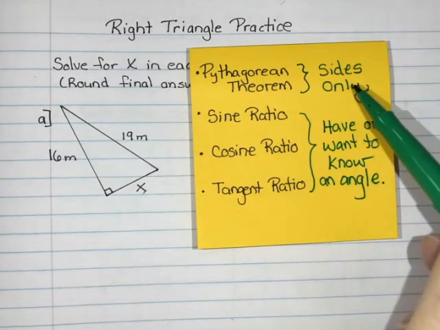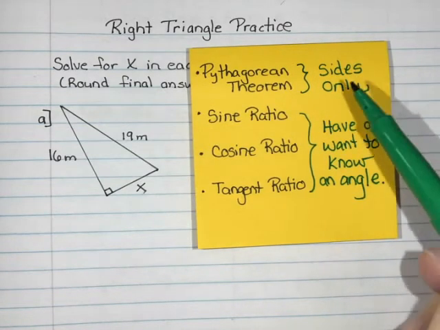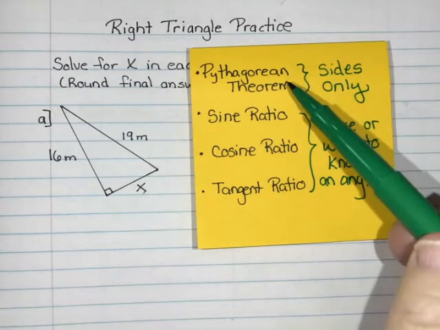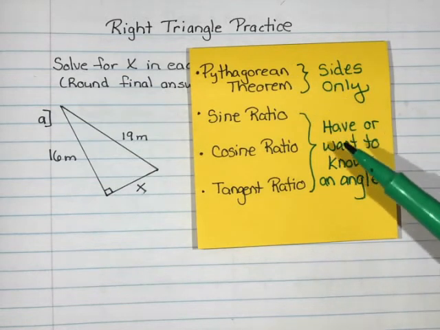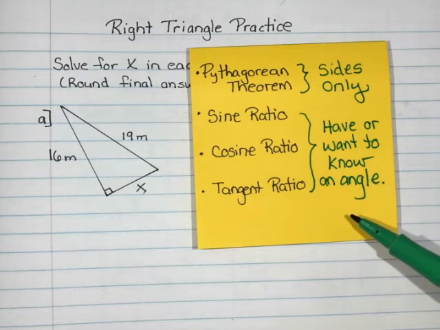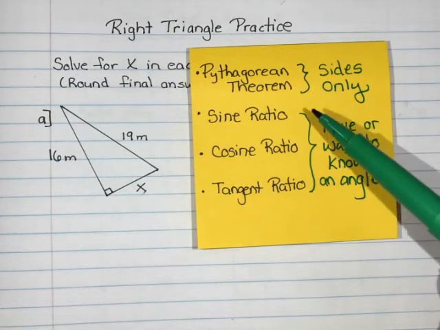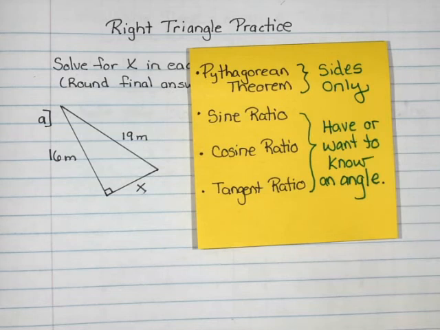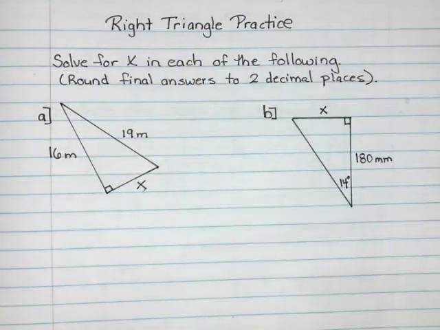So if you're only looking for side lengths and you don't have any angles in the question, that's usually a Pythagorean theorem question. If you are trying to solve for something and there's either an angle given or an angle that you're trying to find, chances are you're probably going to use sine, cos, or tan. So we're going to jump in with our first example.